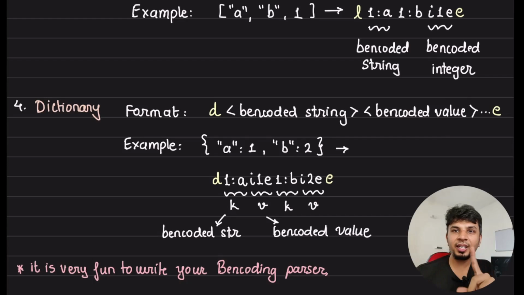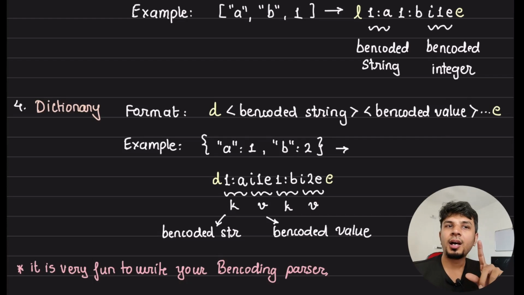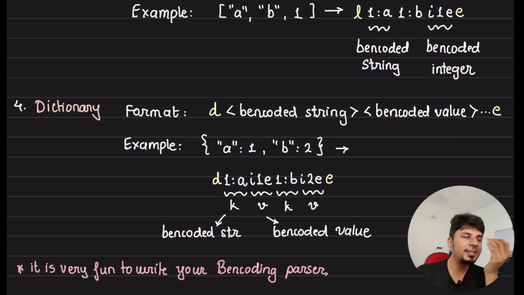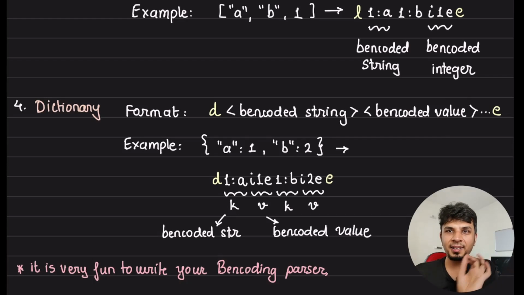I'll share the link of the GitHub repository where I wrote my own B encoding parser. I'll put the link of the repository in the description down below so that you can validate and see how easy it is to write it. You just have to write a small recursive parser to parse the B encoding files, and once you do that, you can read your own torrent file and extract the information and then start writing your client. And that would be our first step.